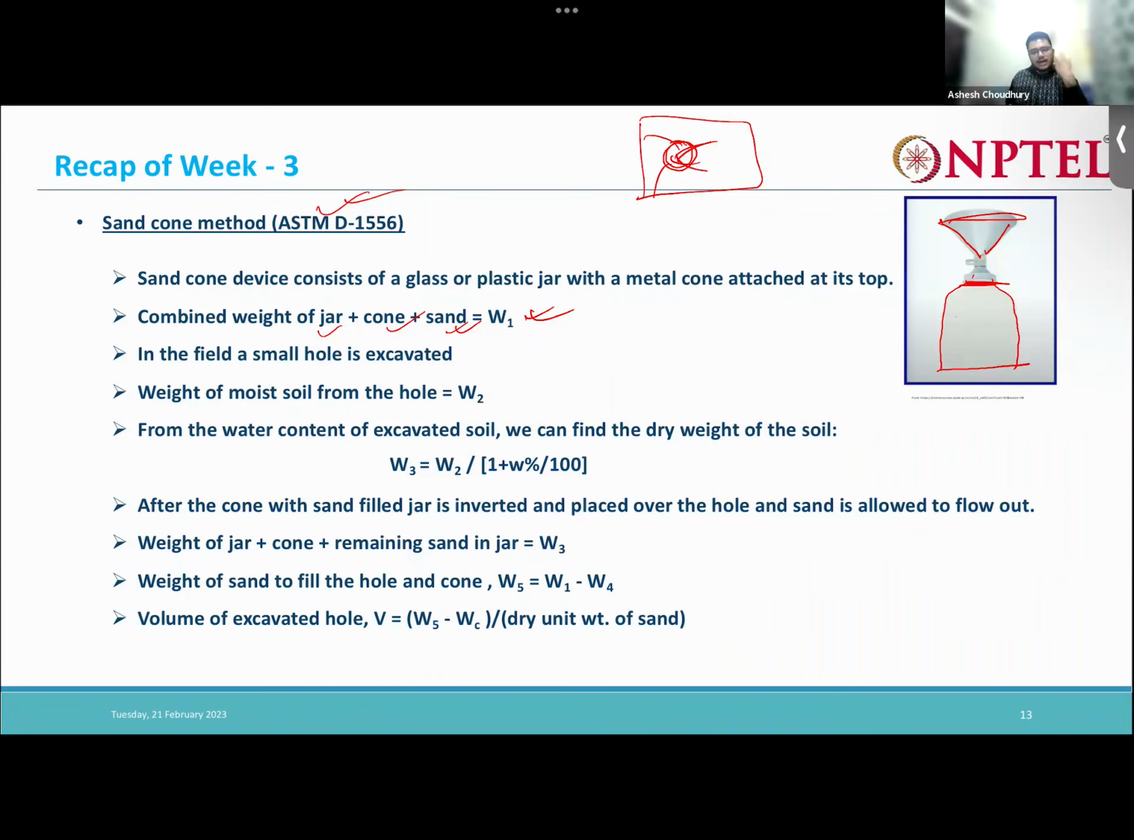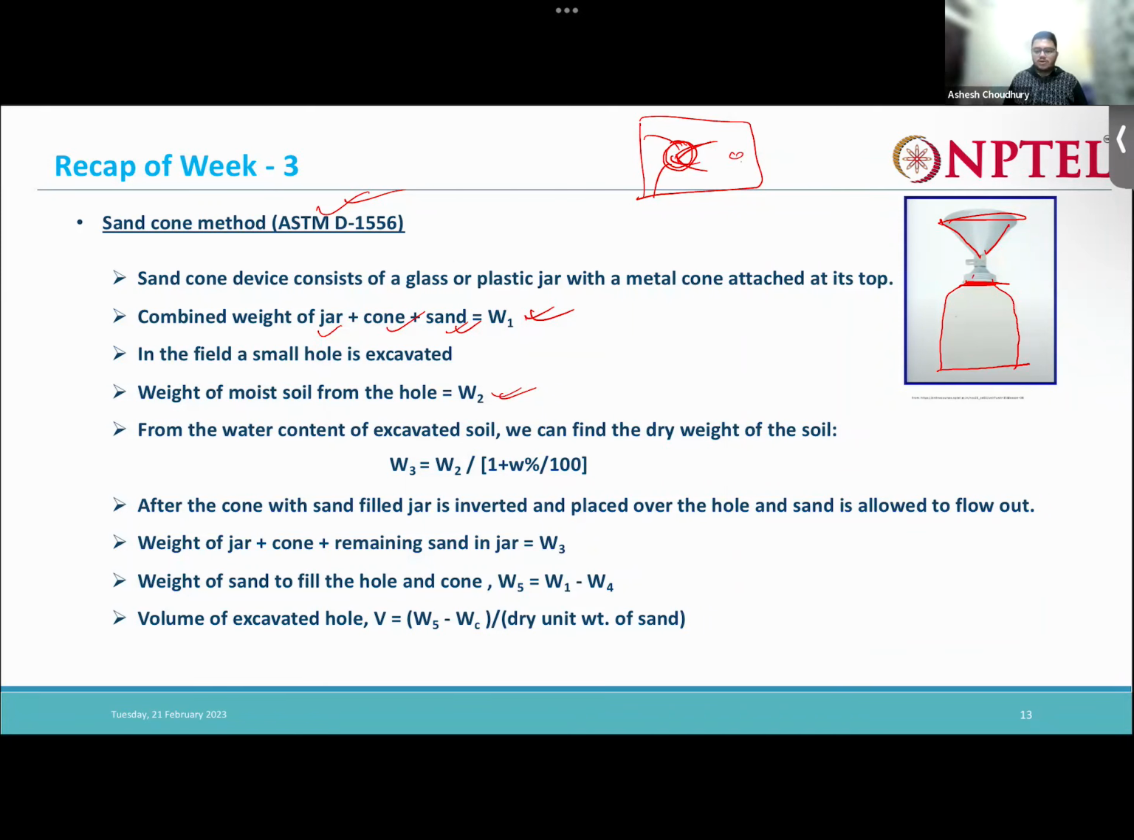So what you do, you collect that amount of soil and we weigh that soil. So that weight is actually W2. Okay, that is the weight of the excavated soil from that hole.